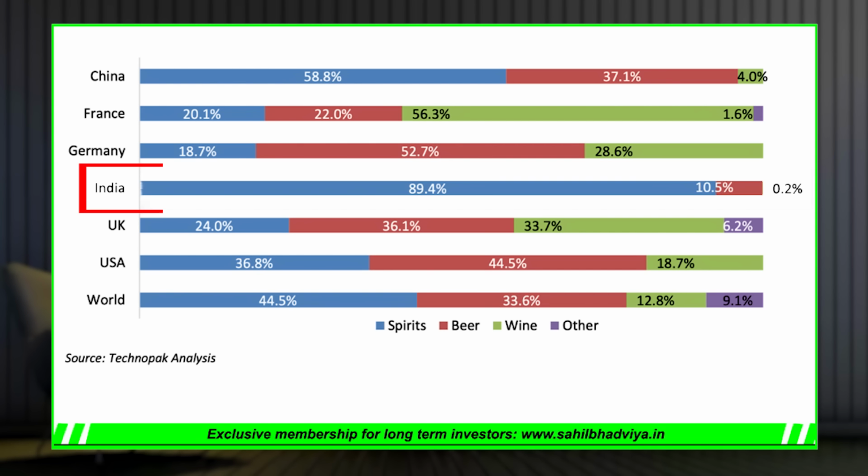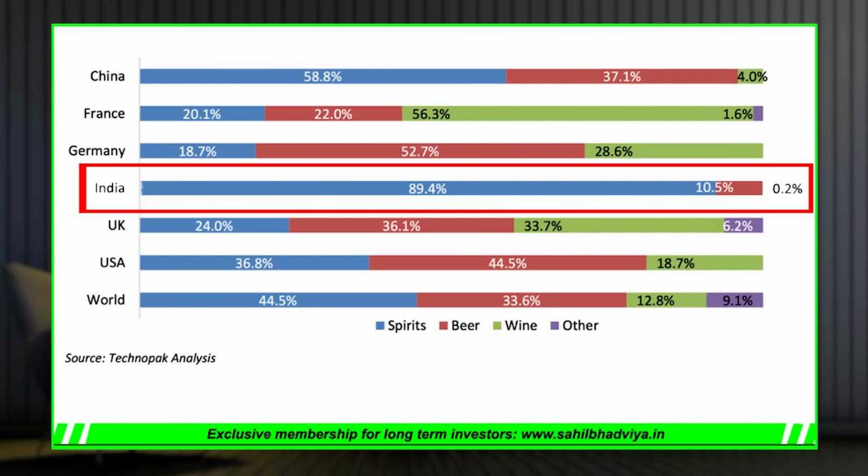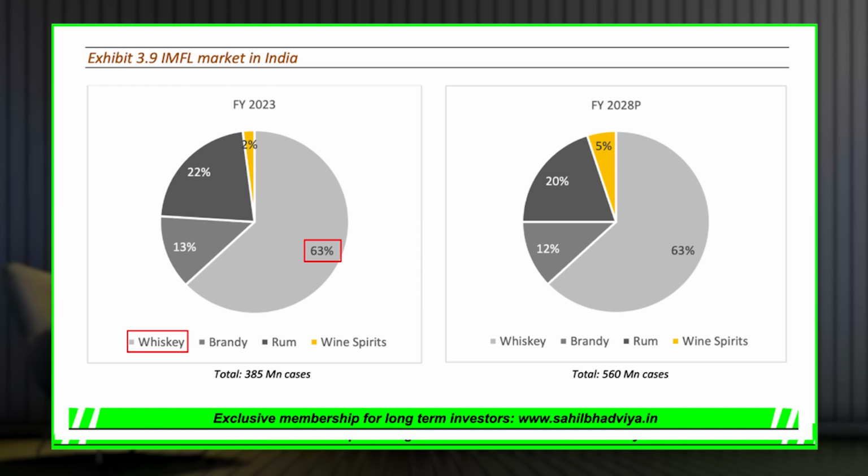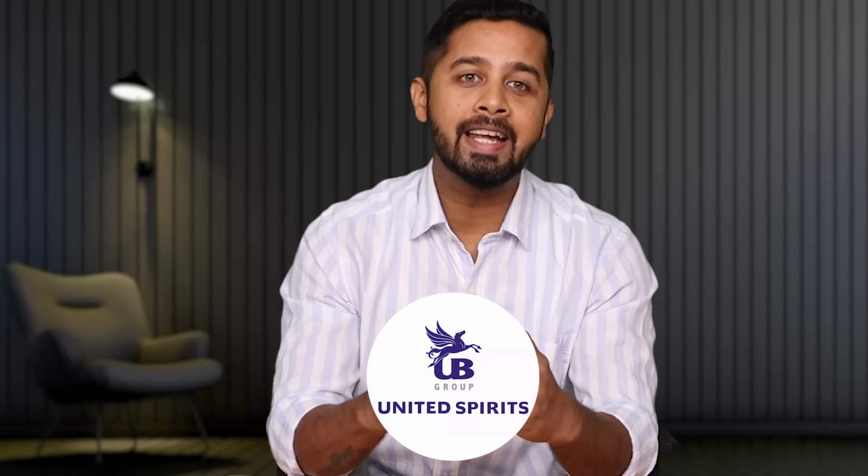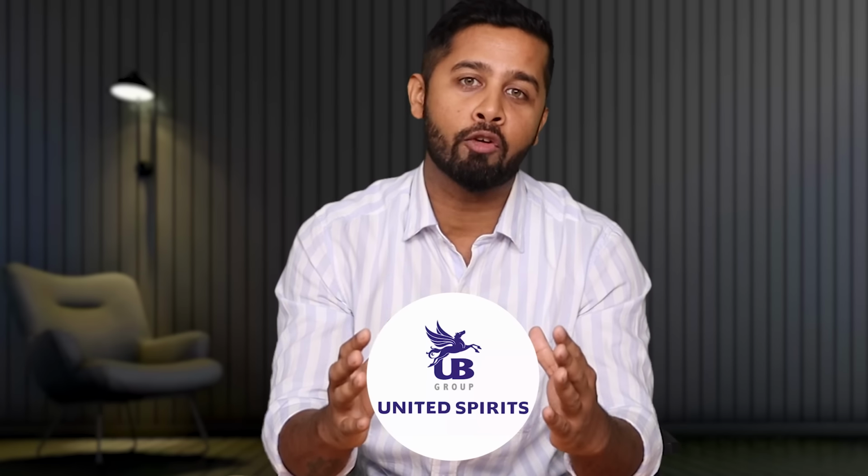And remember that India is predominantly a spirit consumption market, with around 89% share. Beer is just 10% and wine is negligible as of today. And within spirits, whiskey has 63% market share. Clearly, United Spirits is a leader in the biggest alcohol beverage category of India.